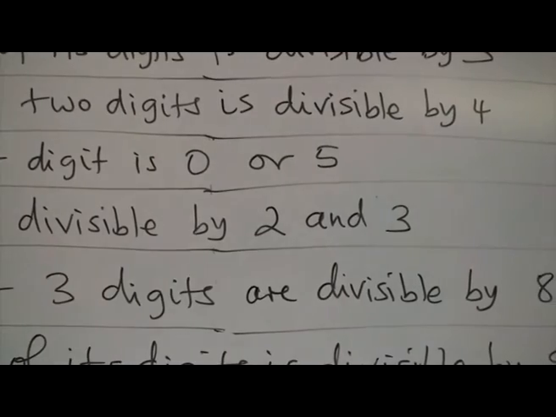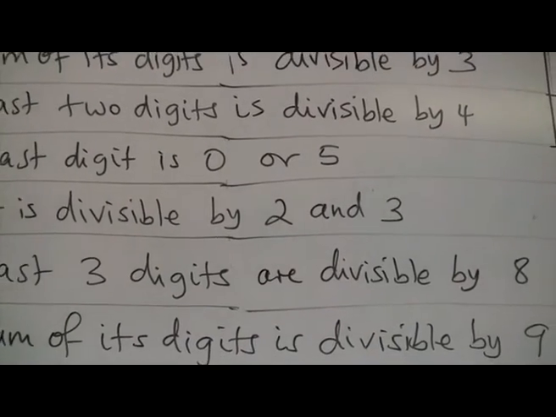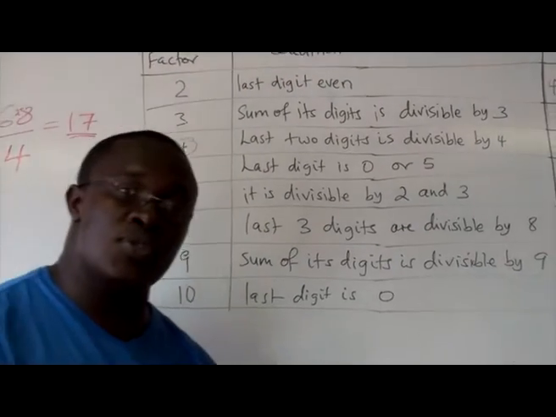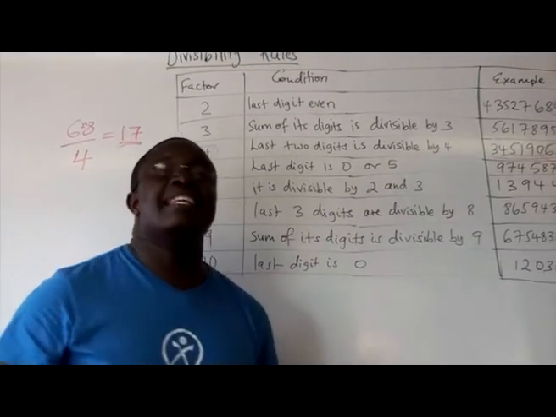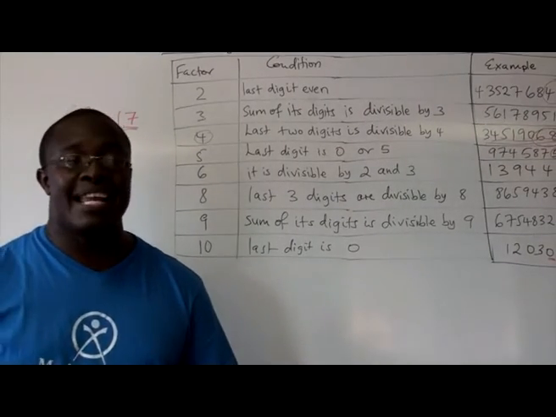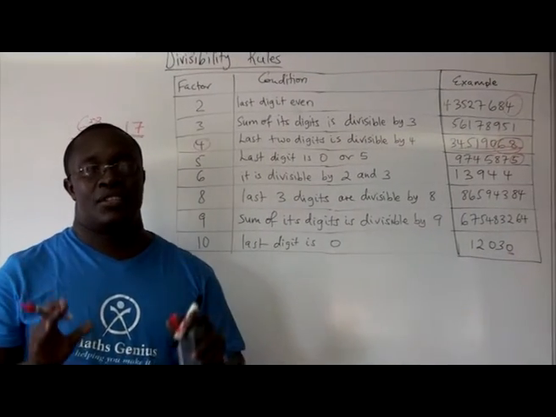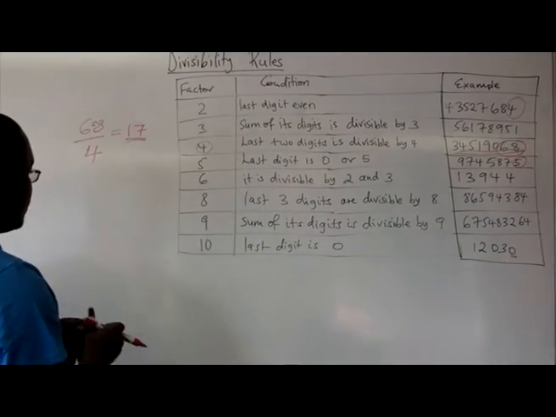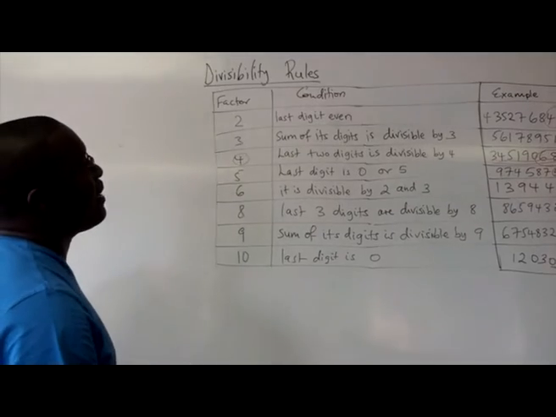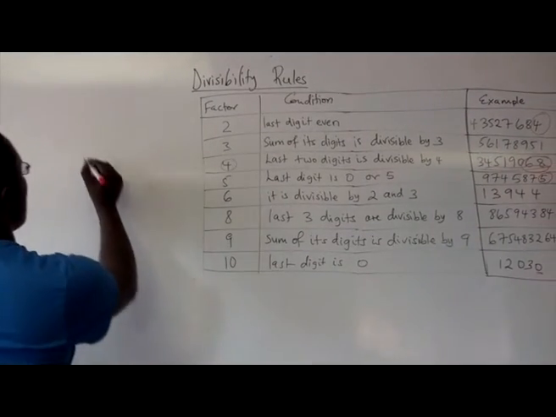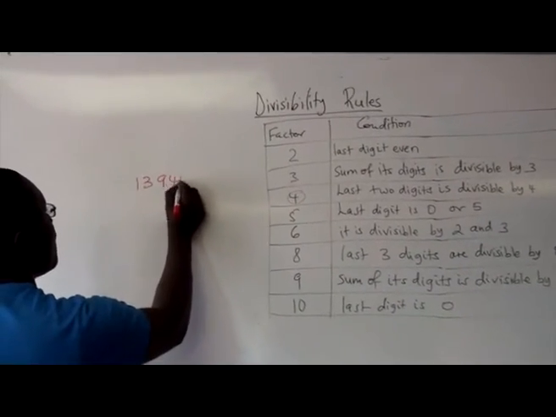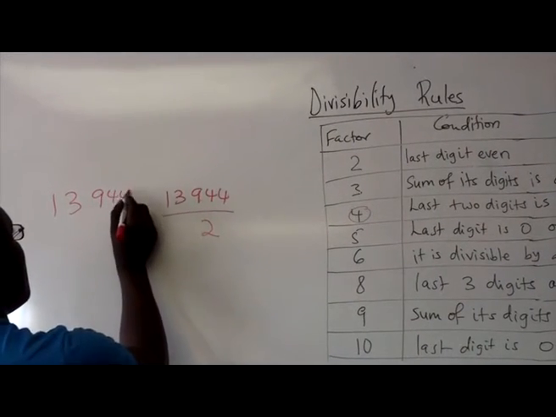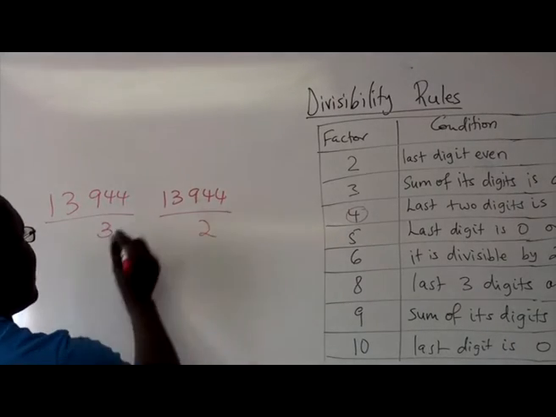So that means that a number that is divisible by 2 and, please take note, also divisible by 3, then that number is divisible by 6. Let's experiment with our example. Our example says 13944. Let's divide it by 2. Let's divide it by 3. Let's see what we get.